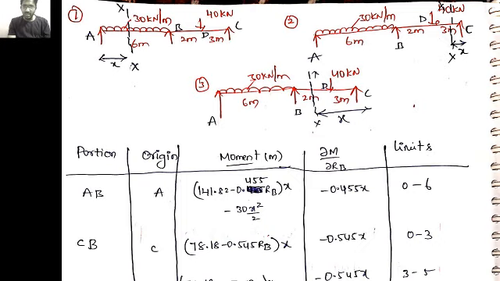Then we will move to the CB portion. Cut the section in the portion of CD. Here, observe in the figure, in the portion of CD I am taking the section. So what is the moment at this particular section? Only RC into X will appear. So that one only I have written here. RC we already derived in terms of RB, that is 78.18 minus 0.545 into RB, into X. So that one only will appear.